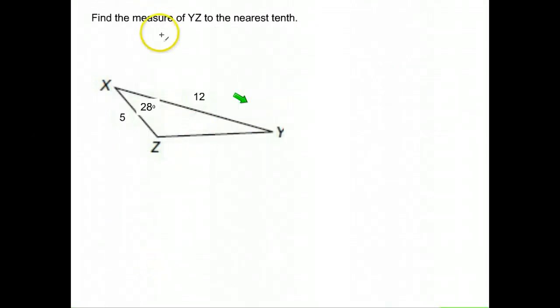All right, let's try another. Find the measure of YZ. Where is YZ? It's this side right here. So let's see, what are we going to use? What situation do we have? Well, we have two sides and one angle. So we ask, where is the angle? If it's between the two sides, then we use the law of cosines, which it is. We have two sides and the angle that's between them. So we know to use the law of cosines.